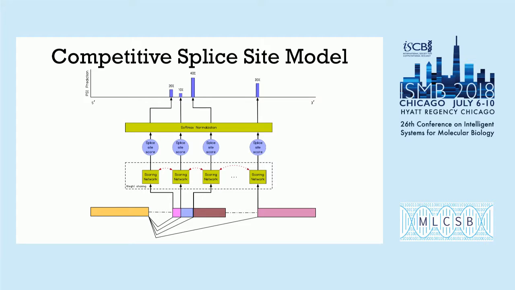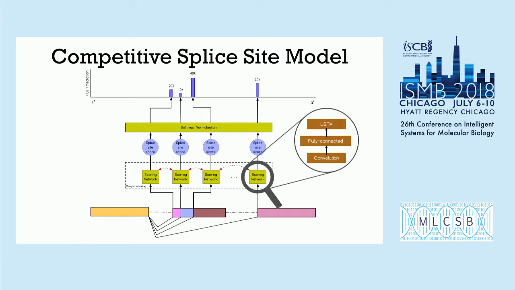The trick to make this architecture work with any possible number of splice sites is that the weights between these scoring networks are shared, so we can replicate the scoring network as many times as we want. And also, the scoring network contains all of the model parameters, so that the number of model parameters doesn't change with the number of splice sites.